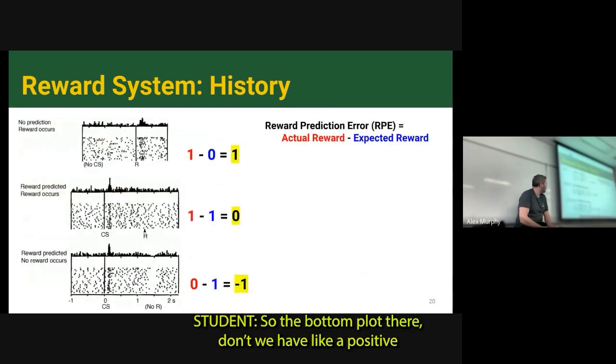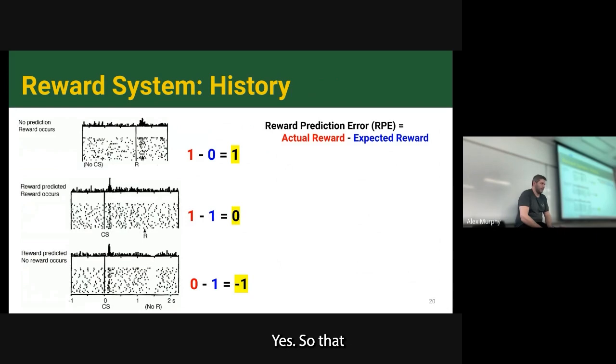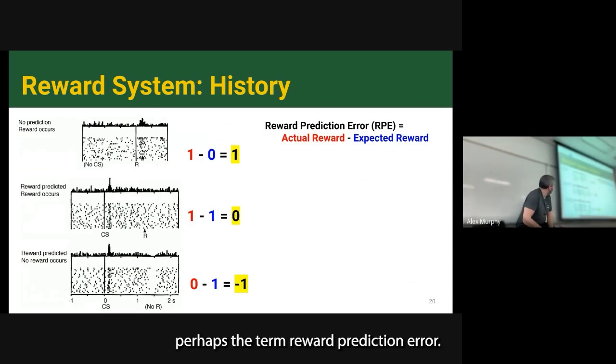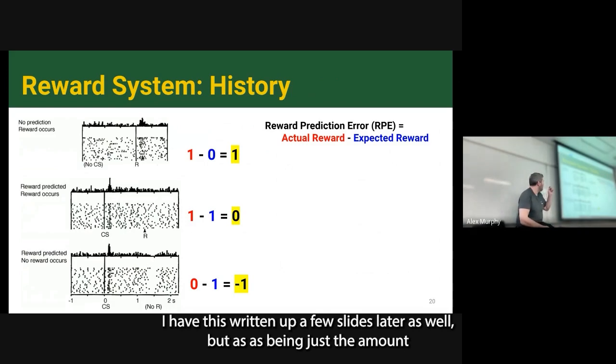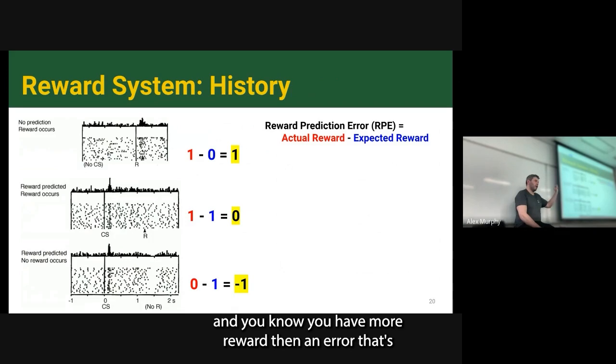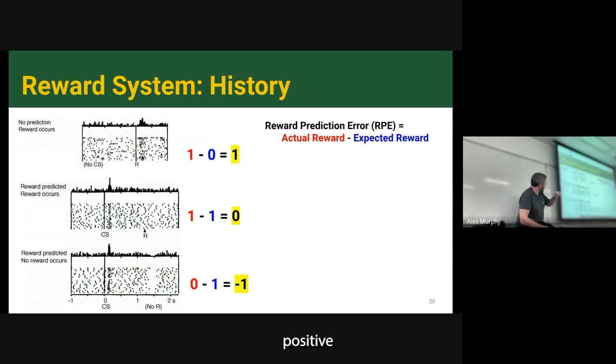I've actually had a question about that. So the bottom plot there, don't we have a positive reward prediction error and a negative reward prediction error? Yes. So you can think of the positive reward prediction error as being, I have this written up in a few slides later as well, just the amount that you need to change. If you have a prediction of the system and you have more reward as well, then an error that's positive means that, yeah, you are not predicting.